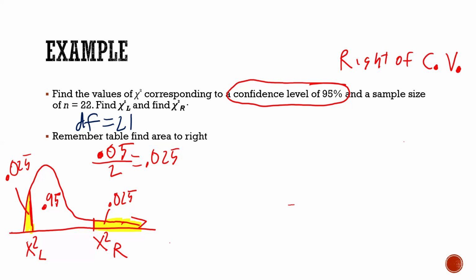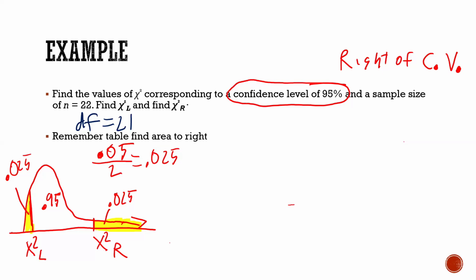Okay, so we need to do work to find chi-squared L and chi-squared R, correct? Okay, so for chi-squared L, I have 0.025 area to the left, right? But I don't want to look that up in our table because our table, again, as Bobby just said, gives us area to the right. So I need to know the area to the right to use my table. So what is the area to the right of chi-squared L?